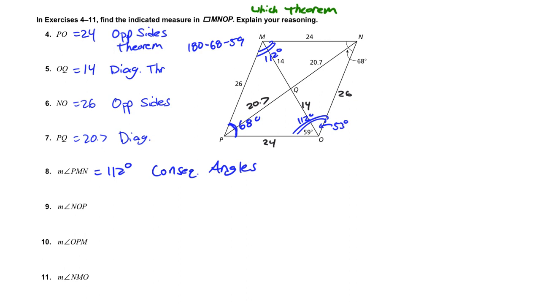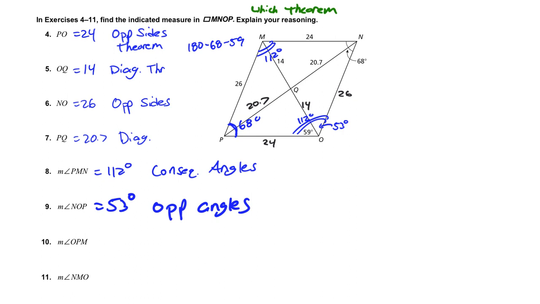Measurement of angle NOP. That's where we had to take that 112 that we had, and you could subtract that 59, and we found that was 53 degrees. So this was 53 degrees. Now we did a couple things here. We did this by the opposite angles theorem. Okay, that's how I figured this out. And also, you could say opposite angles combined with consecutive angles. So it's a little bit of a mixture there. So it depends on which one you're saying. But I'm just going to say opposite angles here.